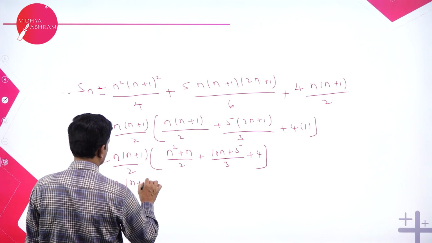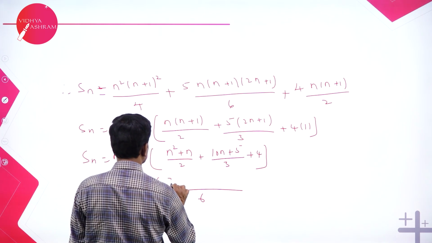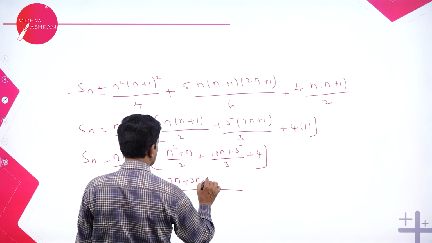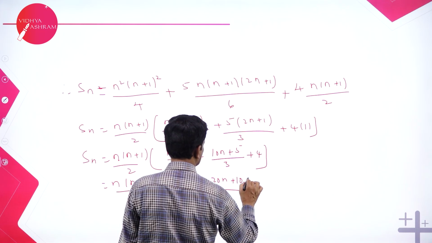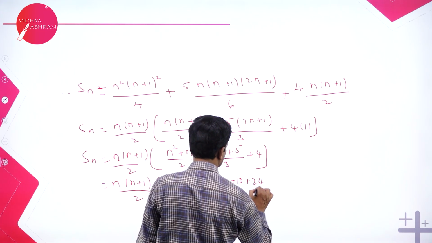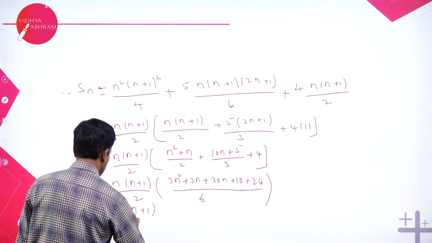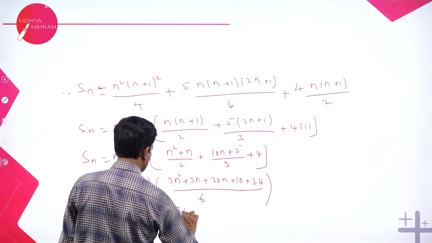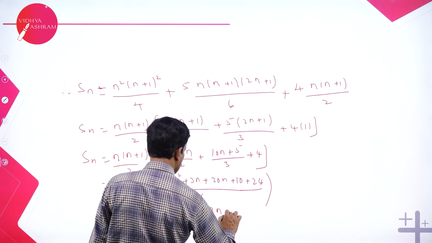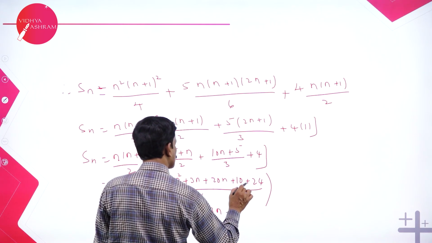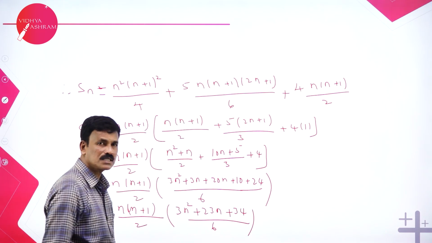n into n plus 1 by 2 into, take LCM, 6 is the LCM, cross multiply: 3n square plus 3n plus 5 10 2s are 20n plus 5 2s are 10 plus 6 4s are 24. So what is this equal to? n into n plus 1 divided by 2 into 3n square plus 20 plus 3 is 23 times n, 24 plus 10 is 34, divided by 6. Simplify this. That's it. Okay.